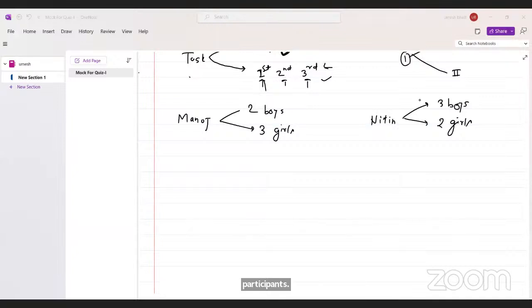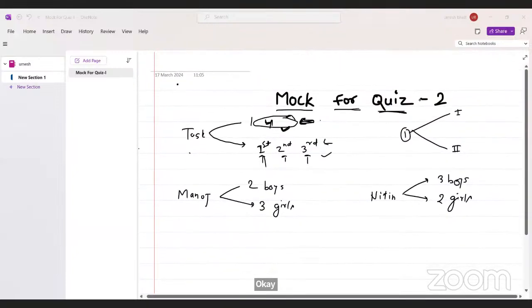Did everyone get this? Any doubt in this? No, sir. So what does it mean by selection will happen without replacement? I will explain that also. Firstly, let me explain once again.